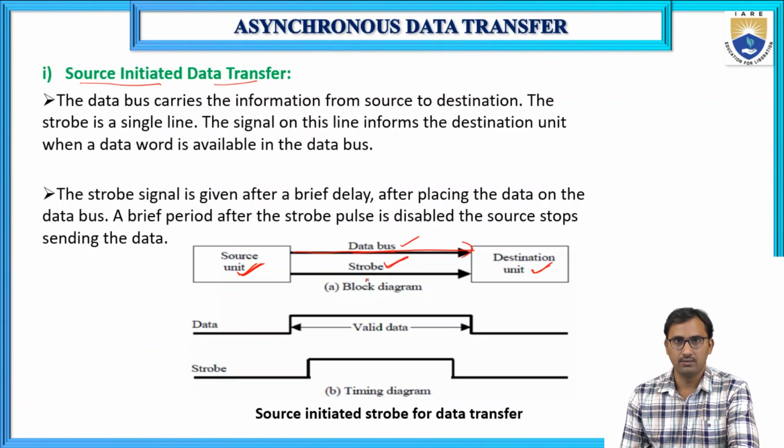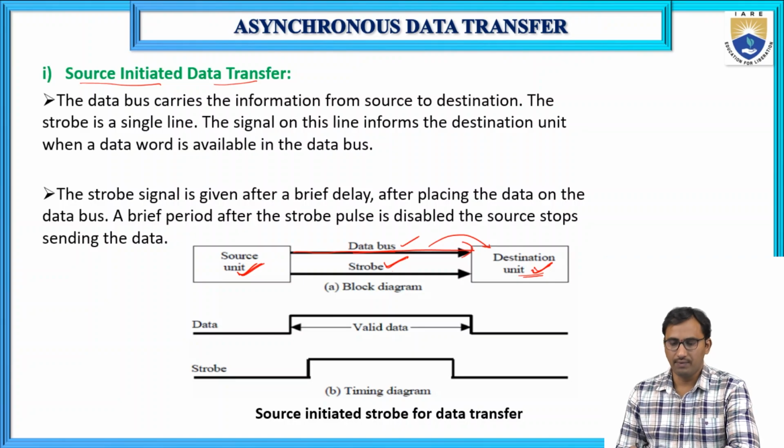the source unit will initiate a strobe pulse. This strobe pulse we apply to the destination unit. Once the destination unit receives this strobe pulse, it comes to know that valid data is placed in the data bus, so the destination unit will read the data from the data bus. In this way, the source will initiate the data transfer.